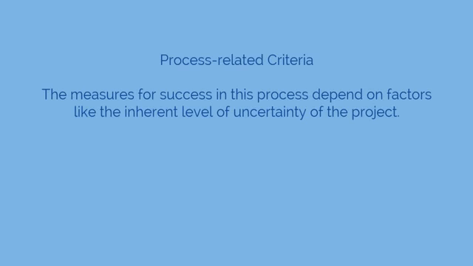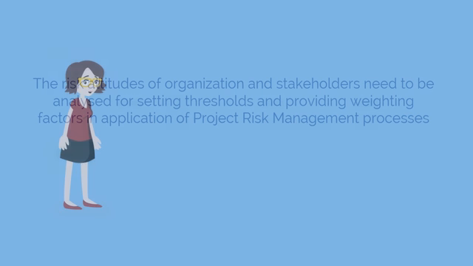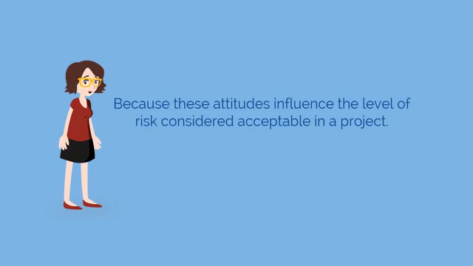Second is process-related criteria. The measures for success in the project risk management process depend on factors like the inherent level of uncertainty of the project, the risk attitudes of both the organization and the stakeholders, including their tolerance for uncertainty, and the importance to them of achieving or missing specific project objectives. These need to be analyzed for setting thresholds and providing weighting factors in the application of project risk management processes, because these attitudes influence the level of risk considered acceptable in a project.